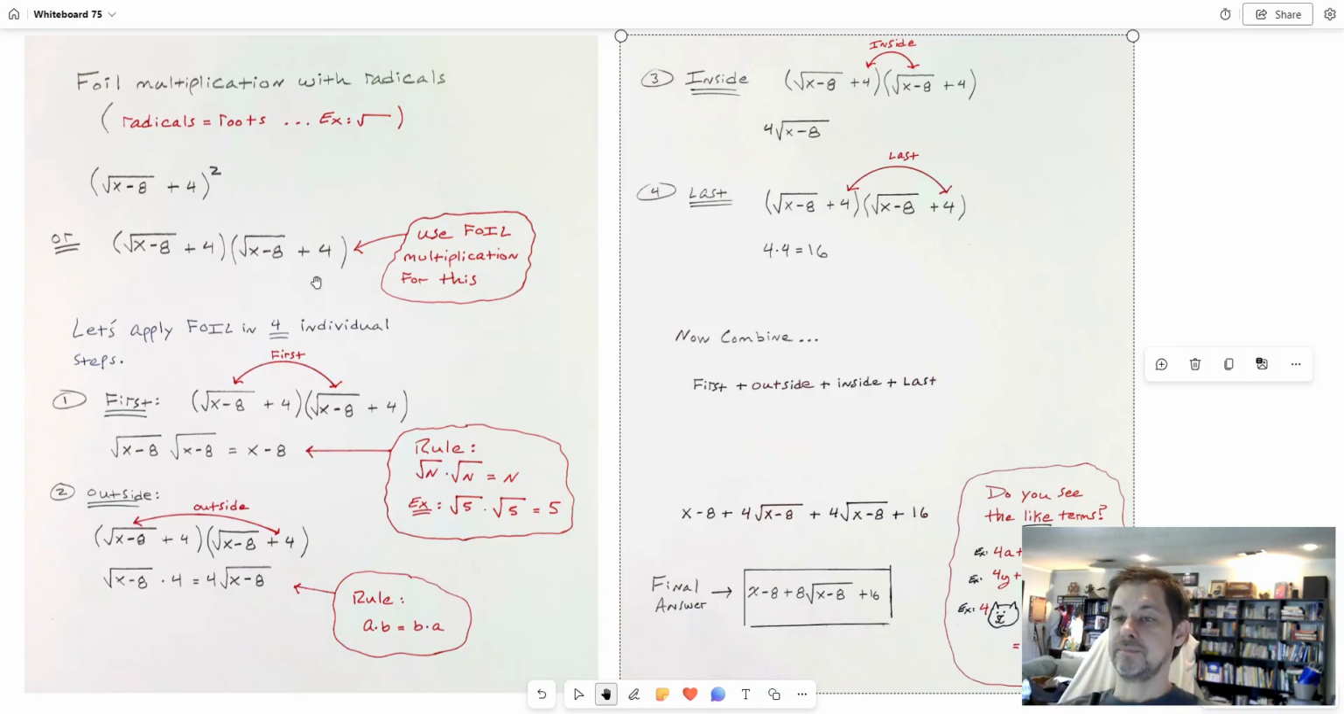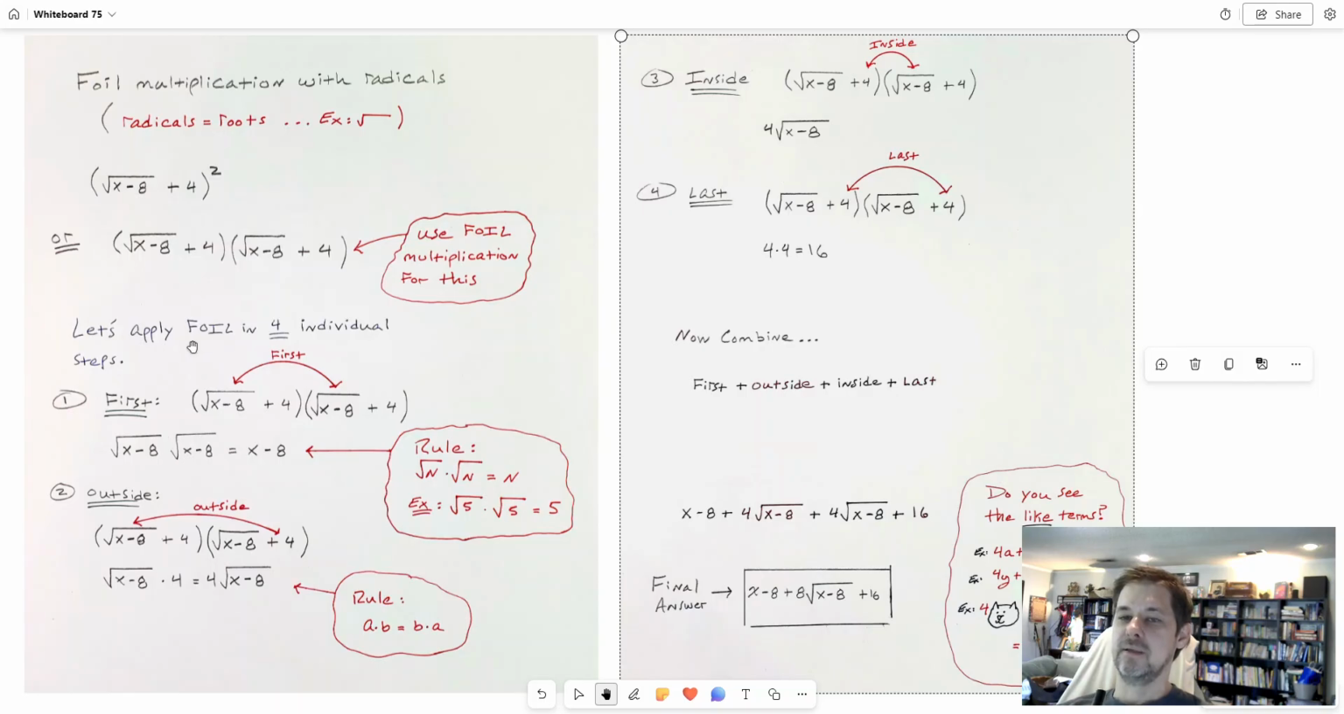Okay, so here goes. To square something means to multiply it by itself. So if I need to take root x minus 8 plus 4 and square it, I'll be multiplying it by itself. And if I'm going to multiply this by itself, that's what FOIL multiplication is for. So let's do that in 4 steps, because the 4 letters in FOIL are 4 things to do in order to multiply this out.